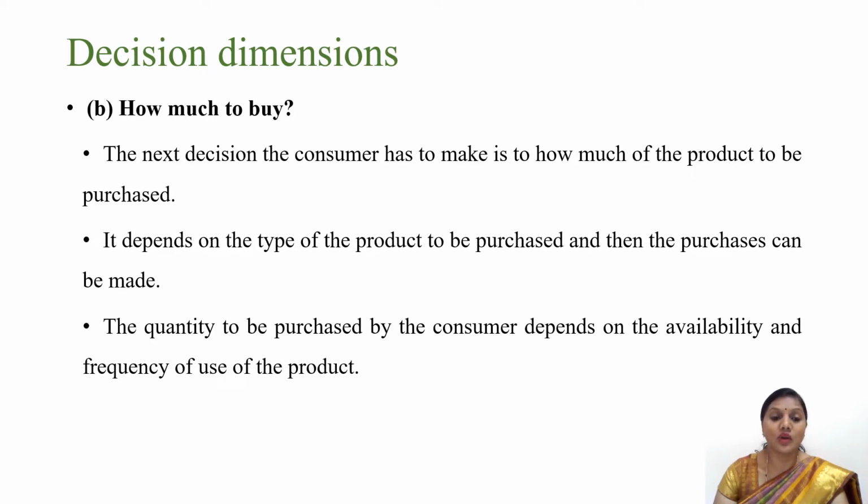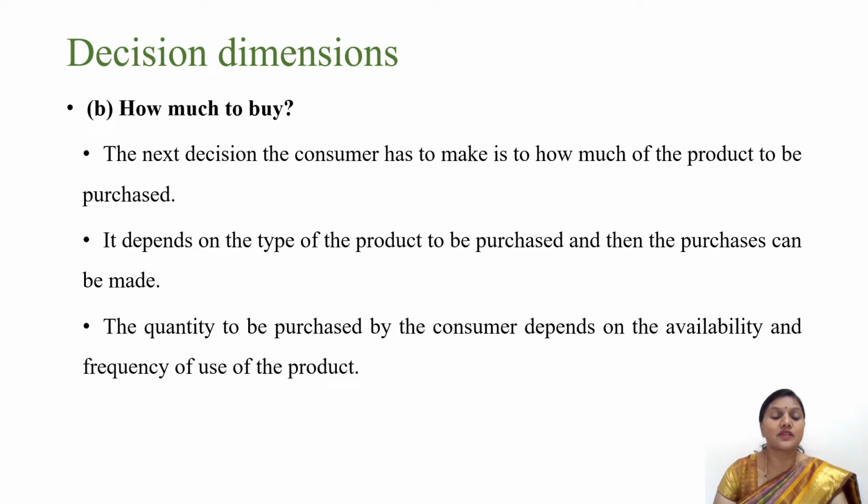So again, the quality is also very important along with this. So here you will see both the quality and the quantity before purchasing the product. The quantity to be purchased by the consumer therefore depends on the availability and the frequency of use of the product. How frequently you are going to use the product is also important. How much it is available in the market is also very important. So based on the availability and the frequency of use, the price also will vary.